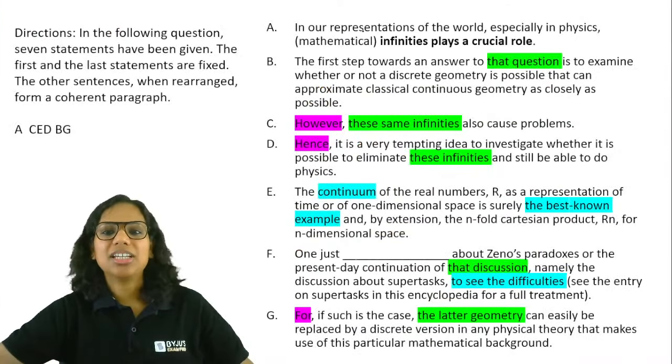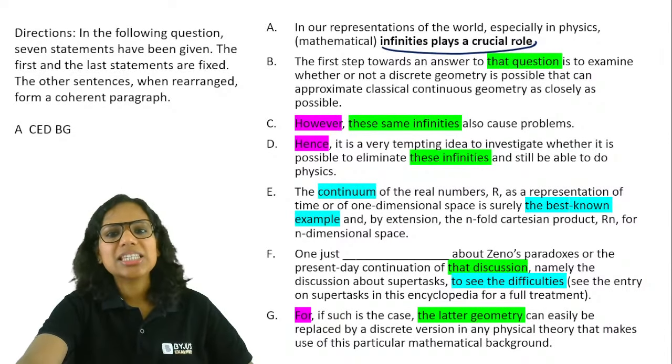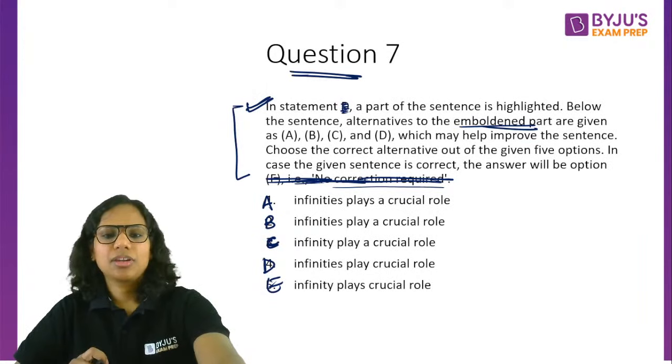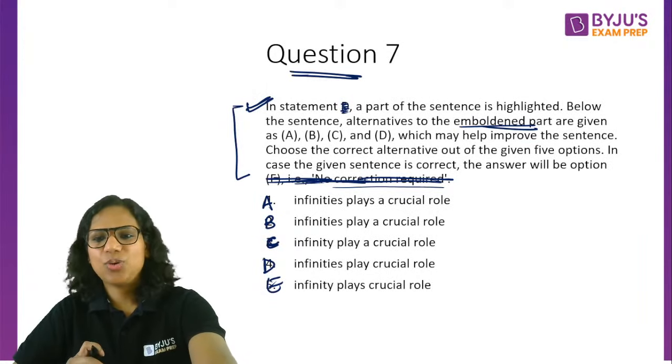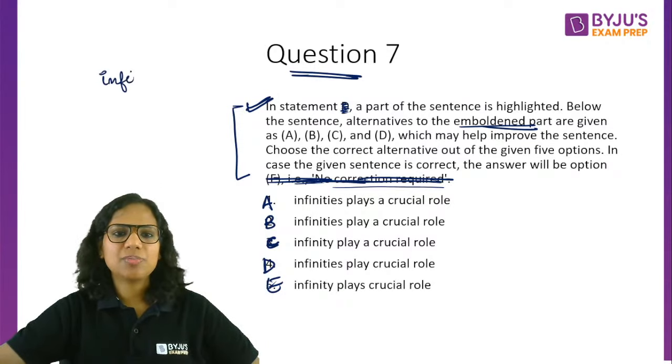What should come here? In our representations of the world, especially in physics, infinities plays a crucial role. Is this correct? Infinities plays a crucial role. If not, then what should come? Let's see what you say. The original sentence says infinities, mathematical infinities, plays a crucial role.